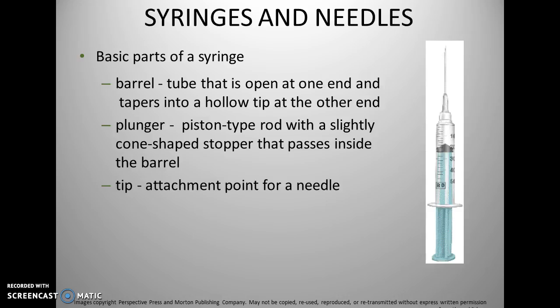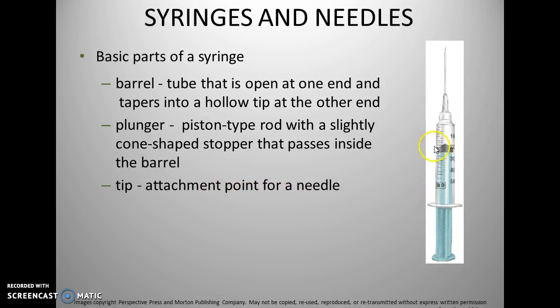We have a barrel, which is the tube that is open at one end and tapers into a hollow tip at the other end. Okay, we have the plunger, a piston type rod with a slightly cone shaped stopper that passes inside the barrel. And then we have the tip, which is the attachment point for the needle.